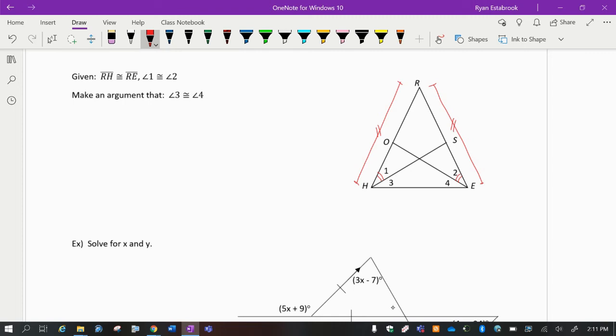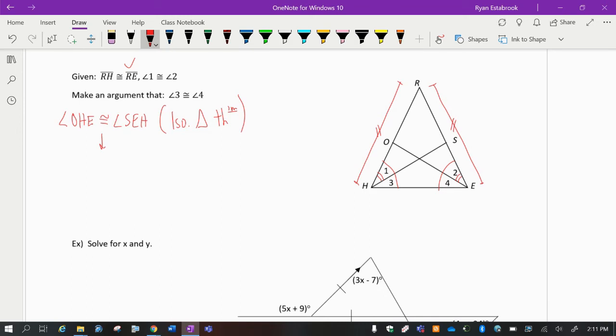And what I'm noticing is that since segment RH is congruent to RE, this entire triangle is isosceles, which means the opposite angles, these base angles would have to be congruent to each other. I'll use the names OHE and SEH. And they're congruent to each other because of this new reason, the isosceles triangle theorem. Because the sides were congruent, the opposite angles were congruent. Okay, great. So we've used this.